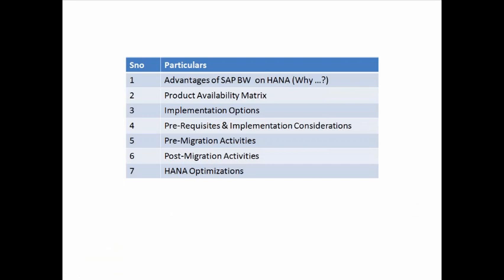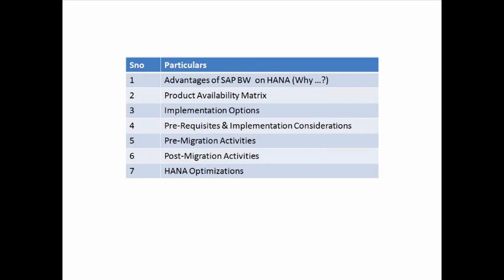We're going to look at the advantages of running BW on HANA. So BW without HANA and with HANA, what are the advantages you will see? Then the product availability matrix, meaning for what BW version, which version of HANA matches. Then implementation options. Say you want to migrate your existing BW to HANA, what are the different options available and which is the best one? Then prerequisites: when you're doing migration, what points do I need to consider? Then pre-migration, post-migration, and HANA optimization. Once BW is migrated onto HANA, what optimization do we carry out?